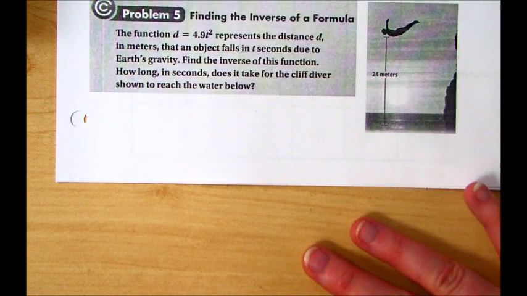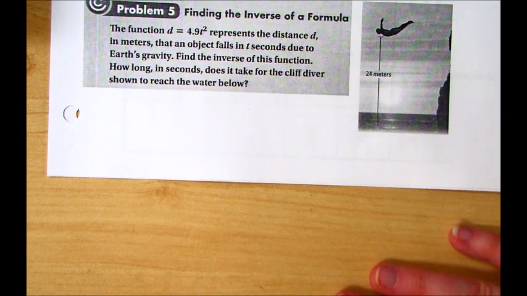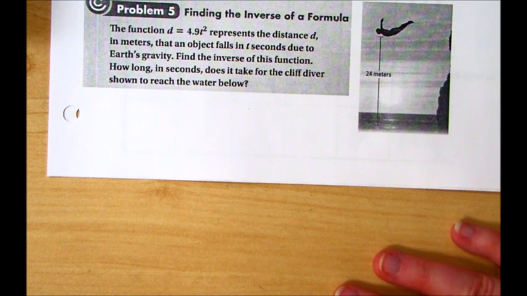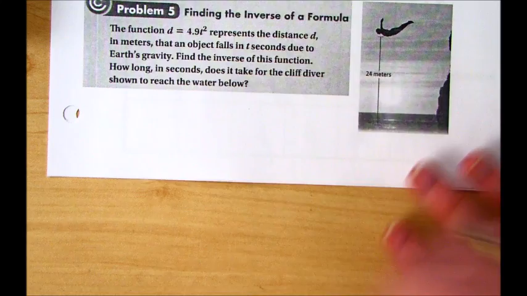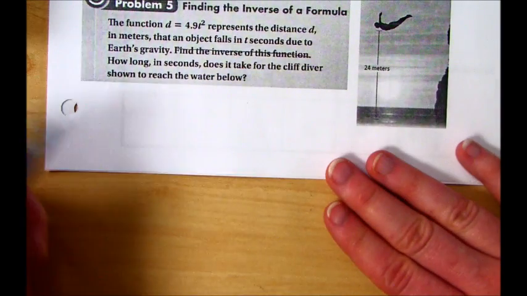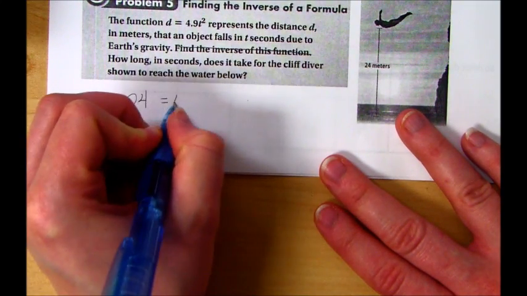The function d equals 4.9 t squared represents the distance in meters that an object falls, so in this one it would be 24, in t seconds, so how long, due to Earth's gravity. Find the inverse of this function. How long in seconds does it take for a cliff diver to reach the water below? Now, I'm actually not going to find the inverse of this function because I think we could probably just plug 24 in and resolve. So 24 is going to be the distance.